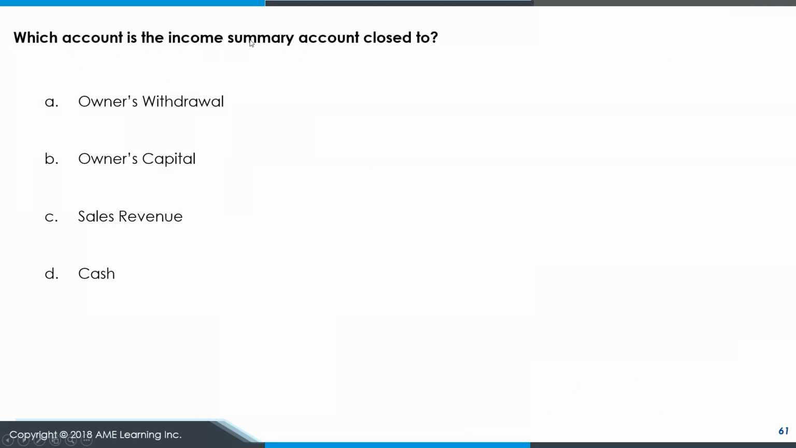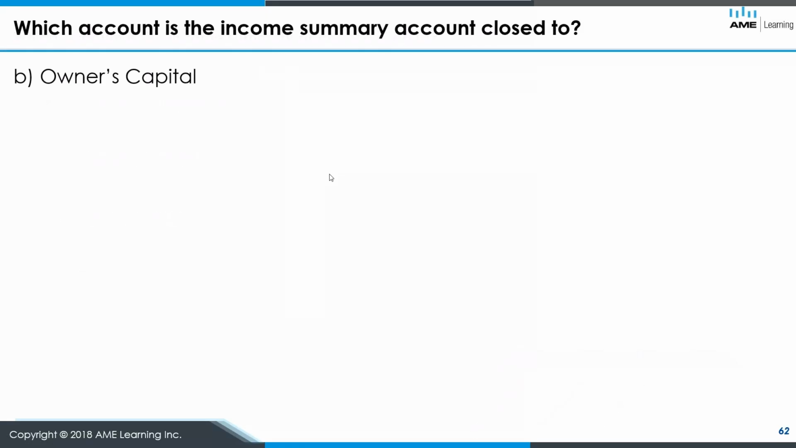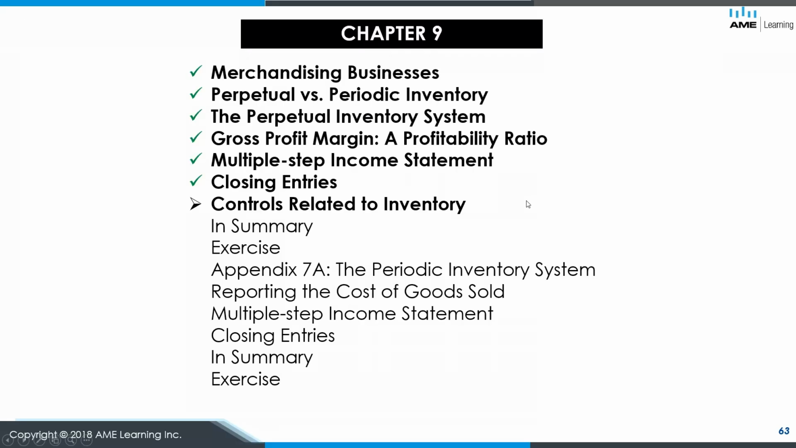And which account is the income summary account closed to? Just like it was previously, nothing changed there. Owner's capital. That's the whole point of doing the closing entries.